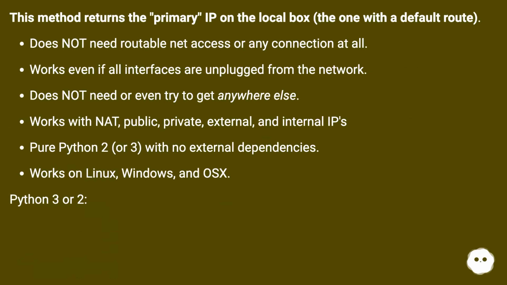This method returns the primary IP on the local box, the one with a default route. Does not need routable net access or any connection at all. Works even if all interfaces are unplugged from the network. Does not need or even try to get anywhere else. Works with NAT, public, private, external, and internal IPs. Pure Python 2 or 3 with no external dependencies. Works on Linux, Windows, and OS X. Python 3 or 2.